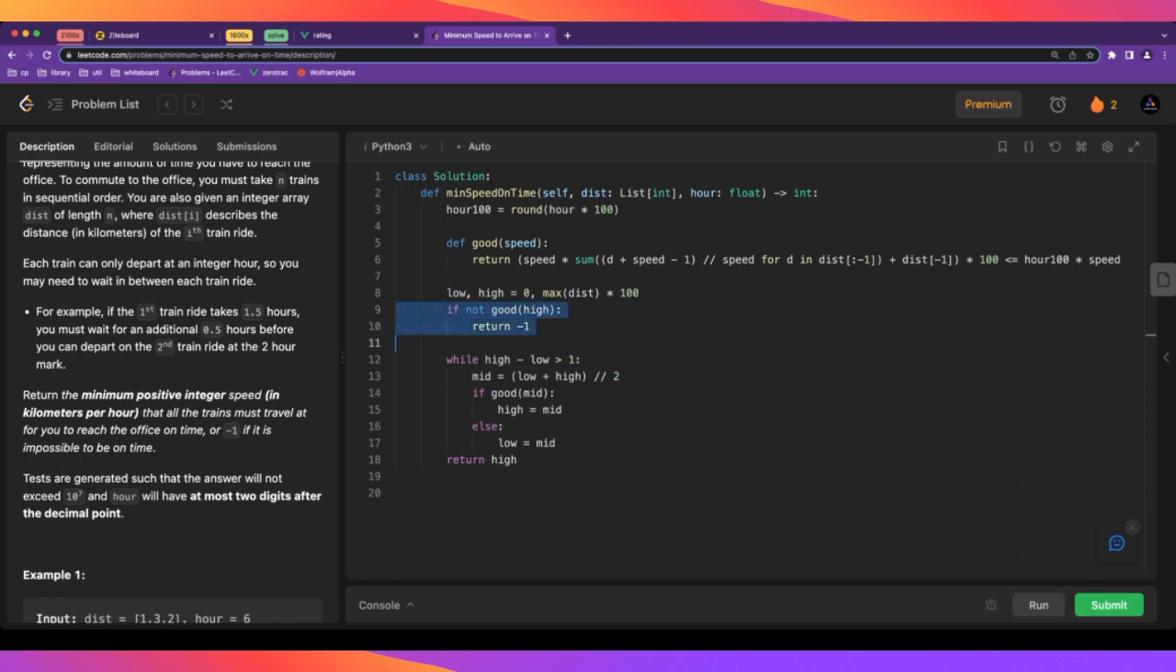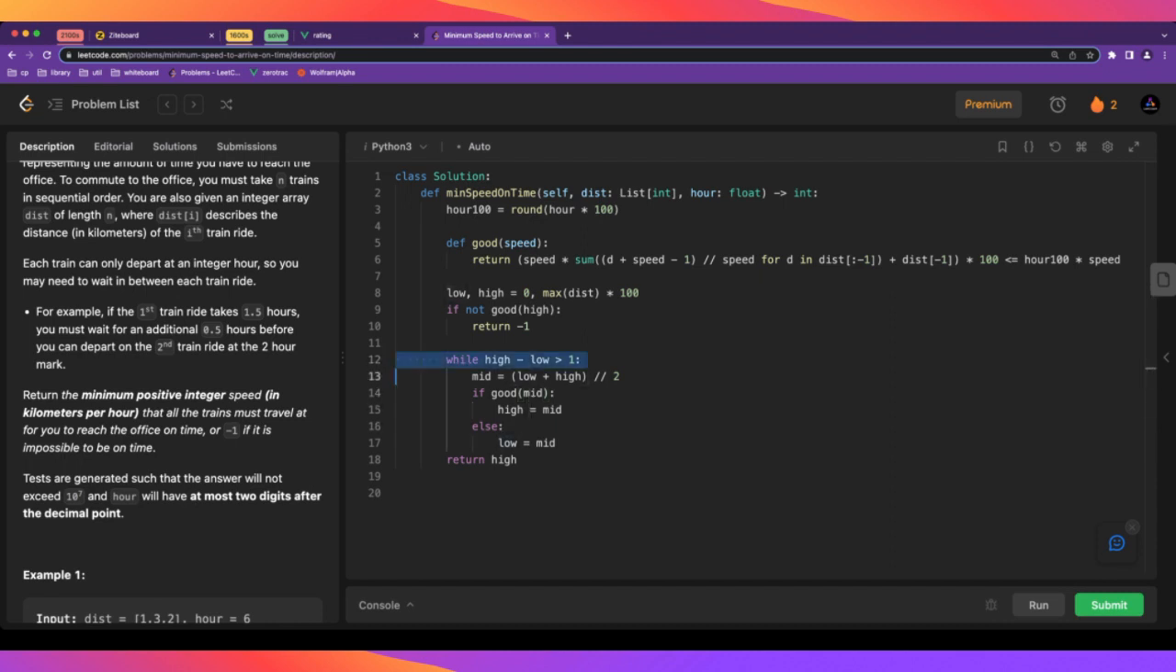Oftentimes you can find the upper bound of the search interval with an exponential search. Like we want high to be good, so here we could do high times 2 if it's not good, so we keep growing high exponentially until it is good. But the problem is that here you can get an infinite loop, because there could not be any good speeds for this problem.